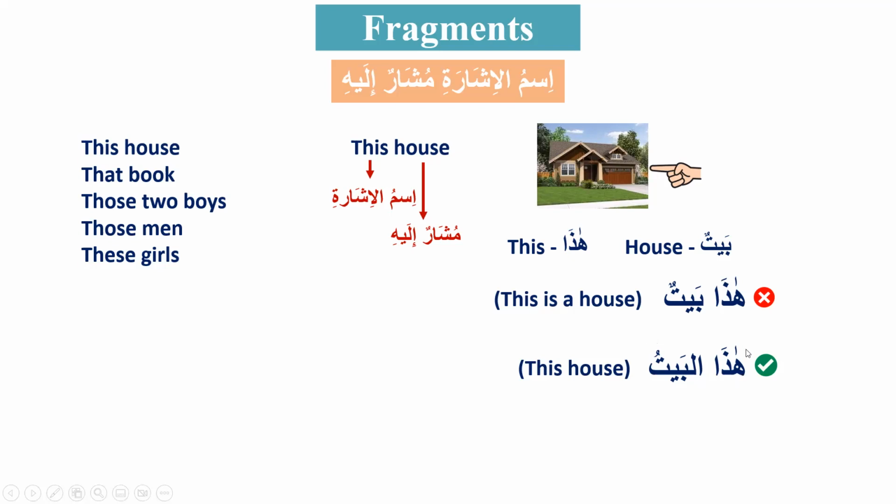Okay. So ismul ishara is very easy to identify, because if you memorize the words in those charts, then you already know how to identify an ismul ishara. But the musharun ilay has to have an al with it. If it doesn't have al with it, then it will not be a musharun ilay. It will not be this fragment. So hazal baytu means this house. Okay. Hazal baytu means this house.